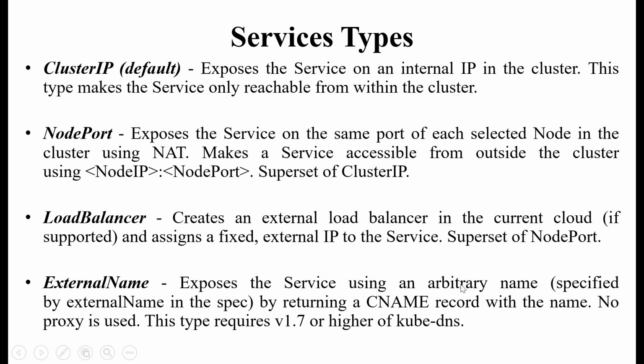It exposes the service using an arbitrary name specified by externalName in the spec, by returning a CNAME record. Yes, it returns one CNAME record with that name. No proxy is used, so this type requires version 1.7 or higher of KubeDNS. Where we can find the DNS version, I'll come back to that. KubeDNS is also one of the pods running within Kubernetes.